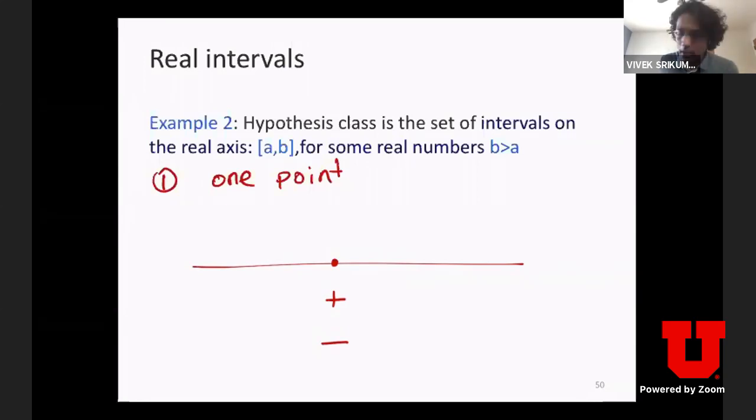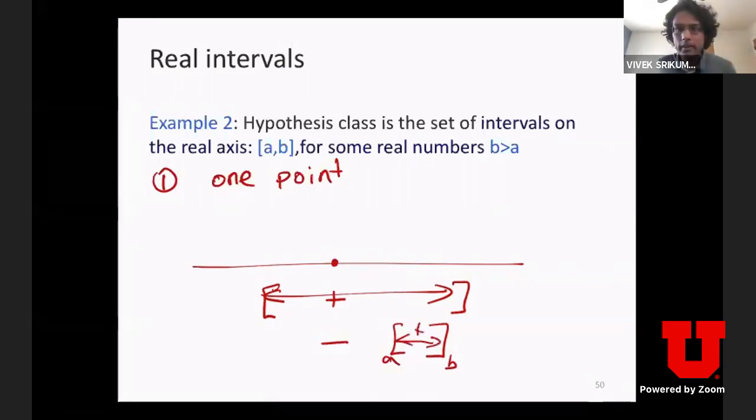Well, if the point is a plus, we know that A should be on this side and B should be on this side, because everything in between is positive. So there is a classifier that can agree with that labeling. If it's a minus, we can just put the boundary outside. This is A and this is B. Everything inside is positive and outside is negative. So no matter how this one point is labeled, we can shatter it. So all sets of one point can be shattered, even though this one point could be anywhere on the real line.